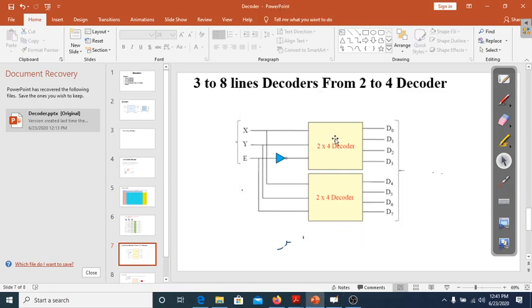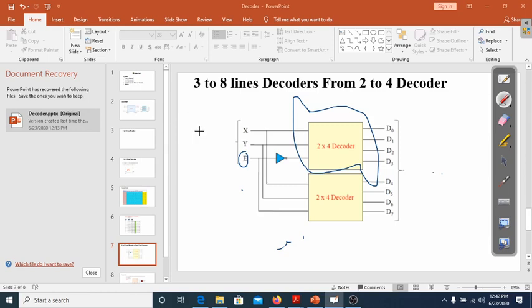So you have a 2 cross 4 decoder, these are the inputs X and Y. You will use one selection line. When the selection line is 0, it will enable the first 2 cross 4 decoder, which is active high. So when you apply a combination, suppose X is equal to 0, Y is equal to 0, it will select D0.